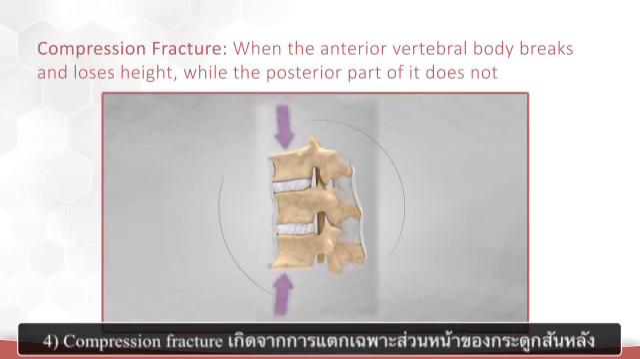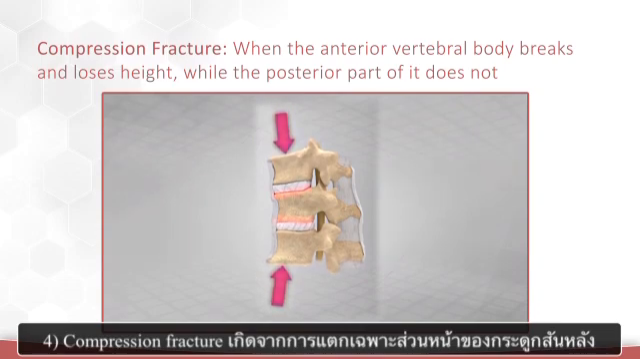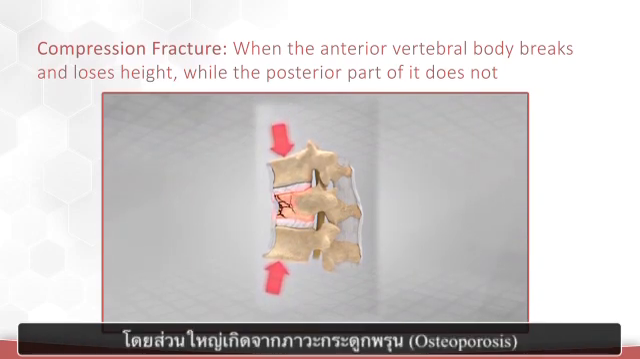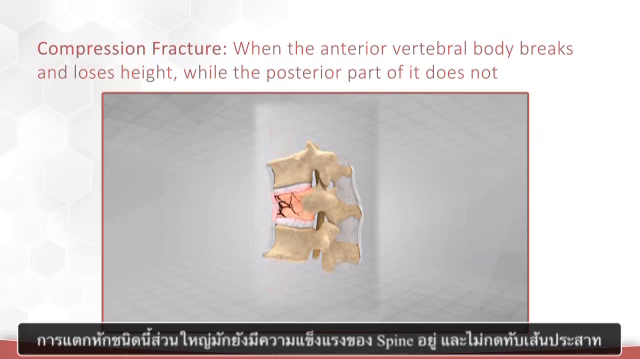And finally, a compression fracture is when the anterior vertebral body breaks and loses height, while the posterior part of it does not, commonly as a result of osteoporosis or other bone weakening conditions. While it can be painful, this type of fracture is usually stable and rarely associated with neurologic problems.